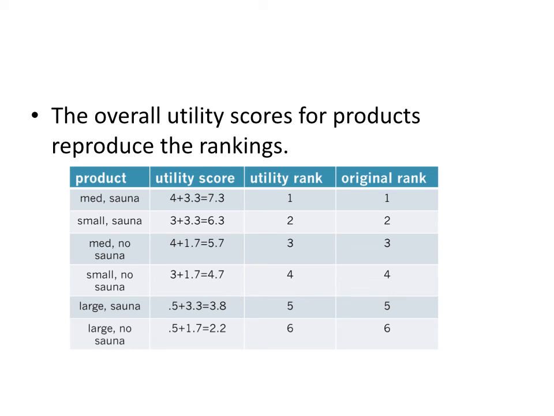The combination of a small locker and a sauna has a total of 6.3, coming from 3 points from the small locker and 3.3 from the sauna. And as you can see, the least preferred alternative of large lockers and no sauna has the smallest overall score of 2.2, and its overall utility rank is just exactly what it was ranked to begin with.